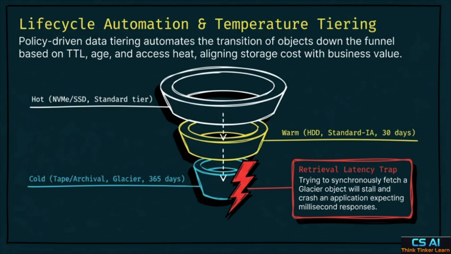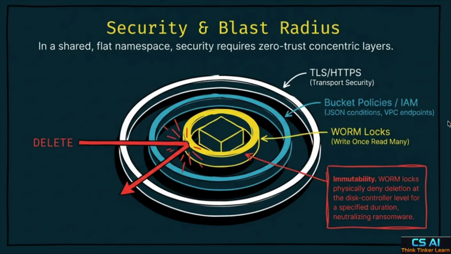Not all data is equal. Object storage uses lifecycle automation to move data down a temperature funnel. Hot data lives on expensive NVMe drives for millisecond access. As it ages, policies move it to warm HDDs and finally to cold archival tiers like Glacier, where it might live on tape. Beware the retrieval latency trap. Trying to synchronously fetch a cold object will stall and crash an application that expects immediate responses.